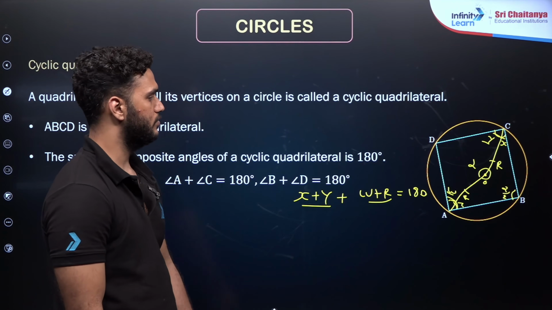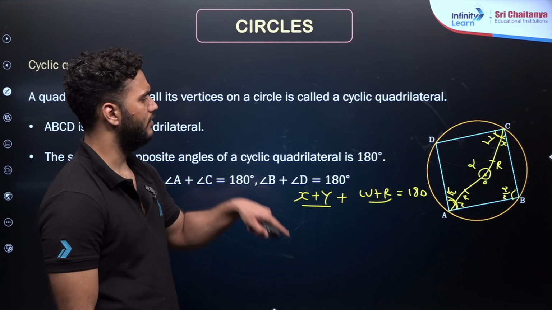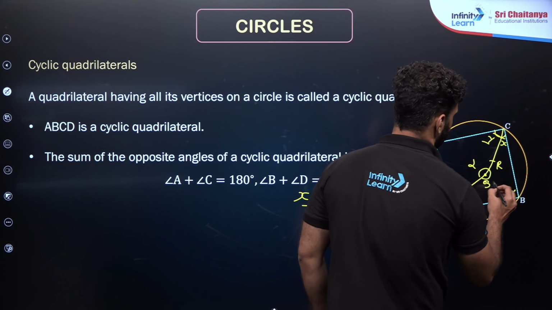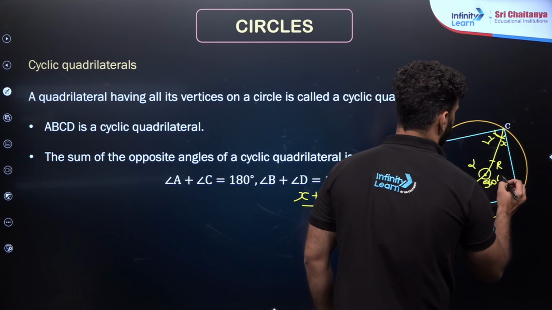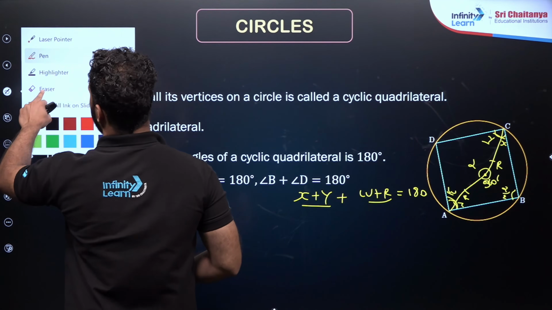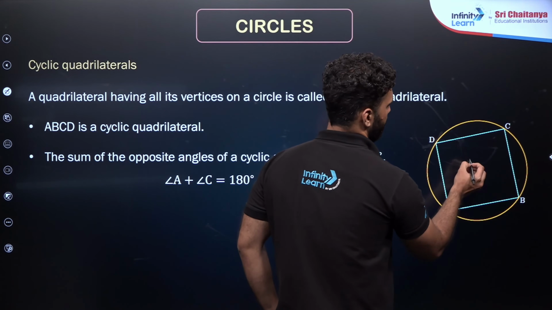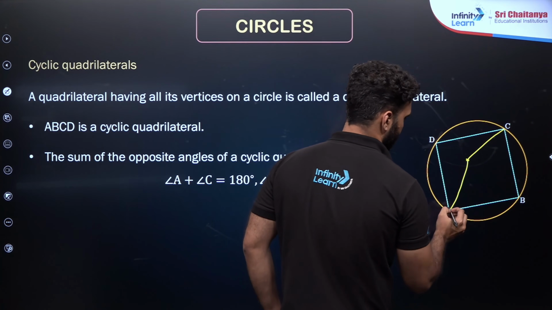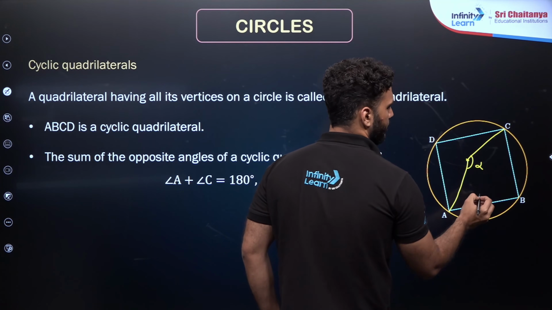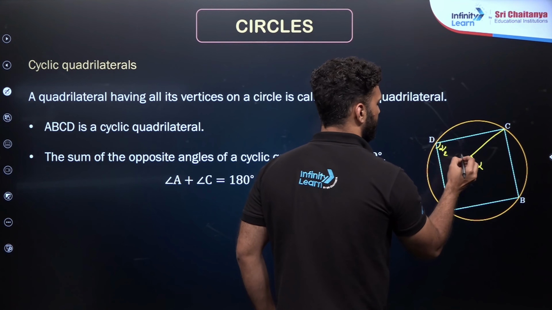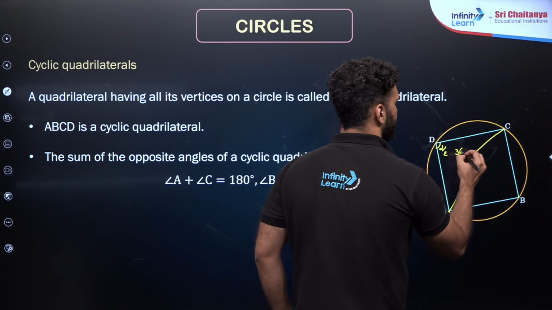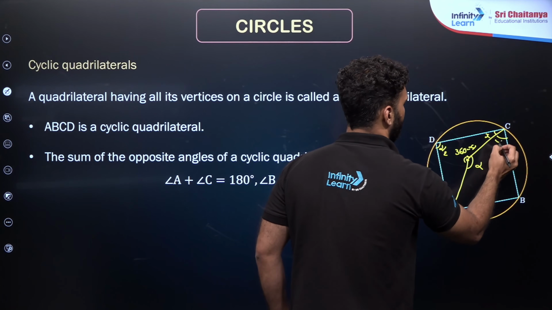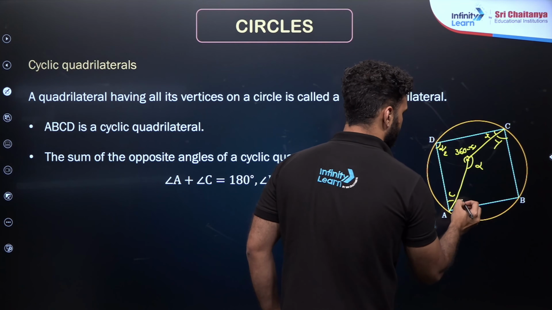Now, any doubt? This is alpha. This is alpha by 2. And this is 360 minus alpha. Let me explain again. Let's say there is a center. Connect this center with any two vertices. Let's say this angle is alpha, then this must be alpha by 2, and this must be 360 minus alpha. This angle is X, let's say this is Y, this is W, this is Z.